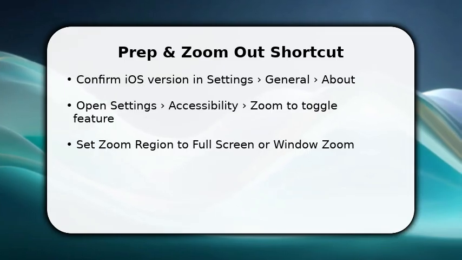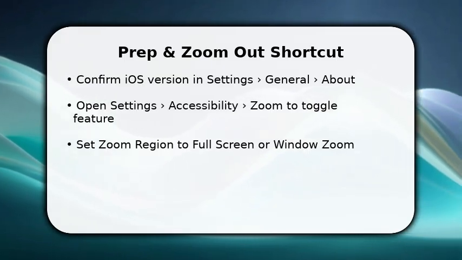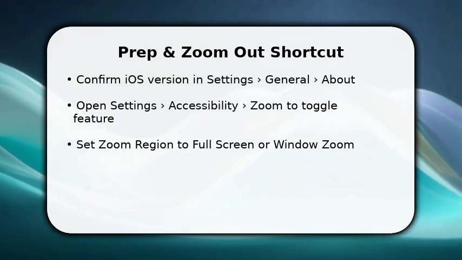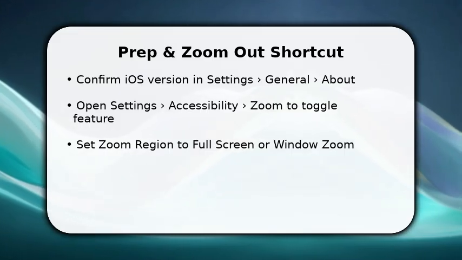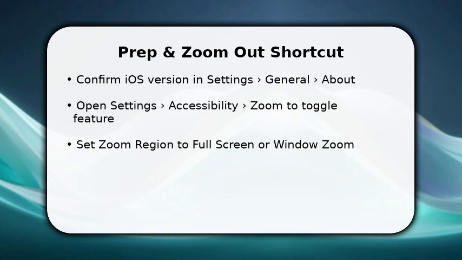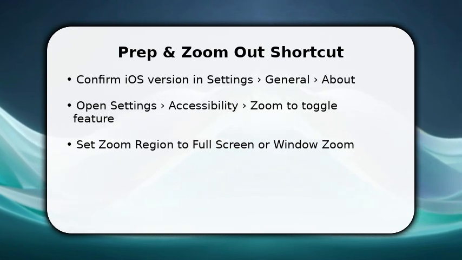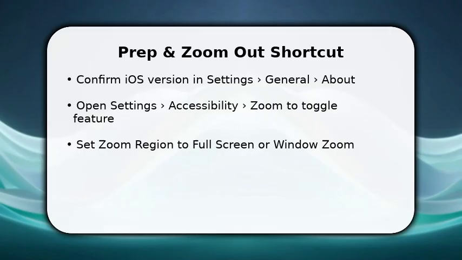Make sure Zoom region is set to full screen for consistent sizing. Choose Window if you want a movable lens. Once done, double tap with 3 fingers to activate the zoom. This is your immediate way to shrink the visible screen area without changing display resolution.